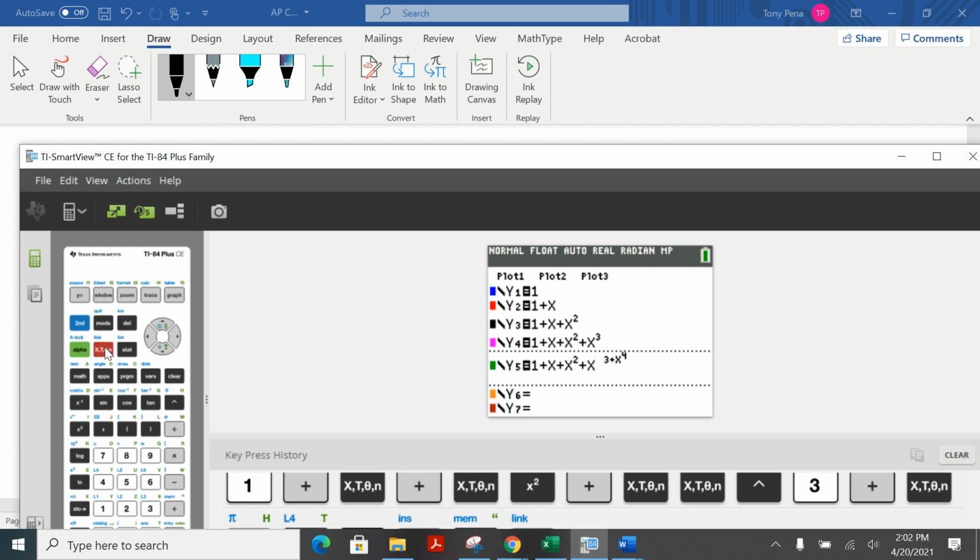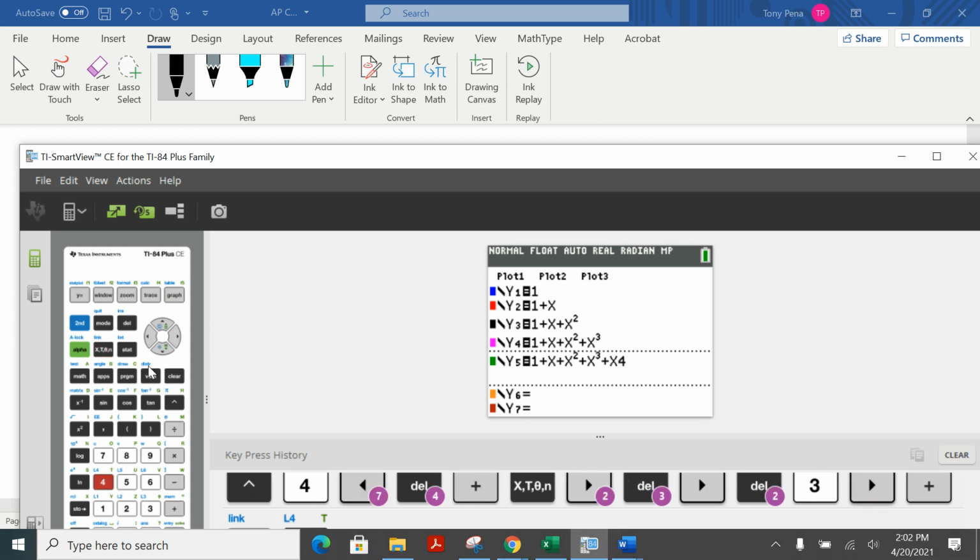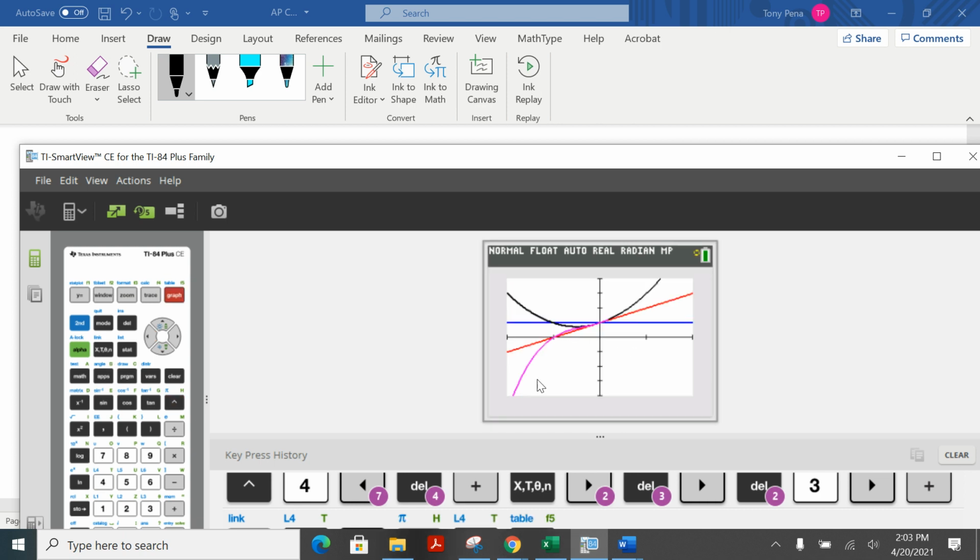Plus x cubed. All right, and then x to the fourth. Okay, so that was the last one.